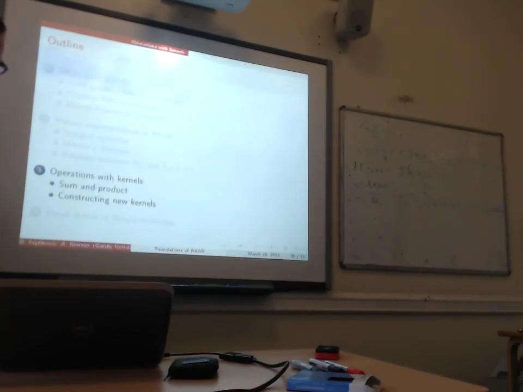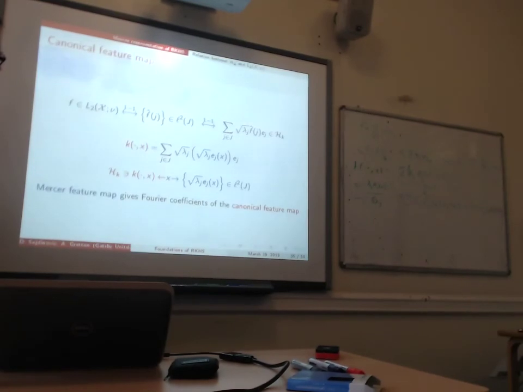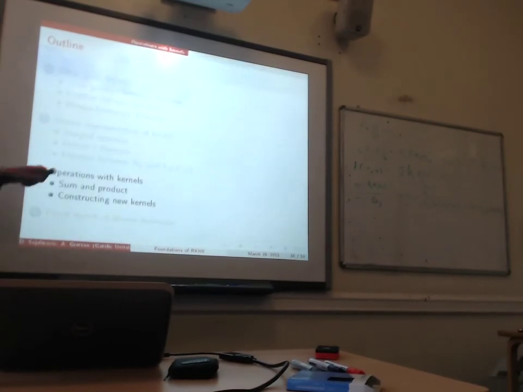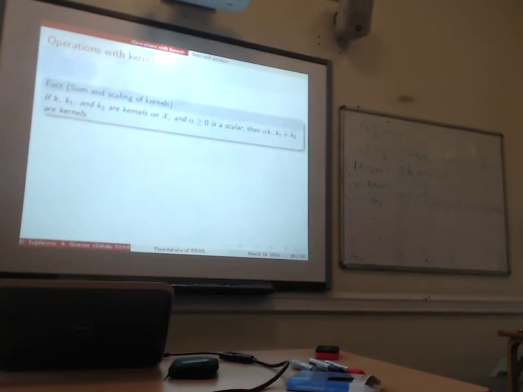Okay, so that concludes the Mercer representation of RKHS, which gives us intuition of why we are considering these functions in RKHS as smooth. So we'll just briefly now discuss how I can construct new kernels from old kernels. This should be fairly straightforward. I'll just review a couple of facts.